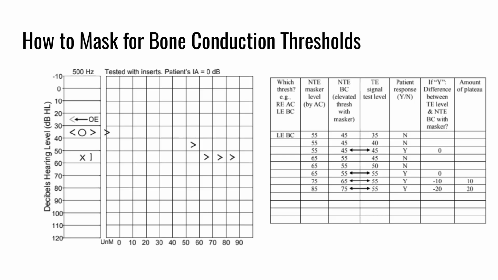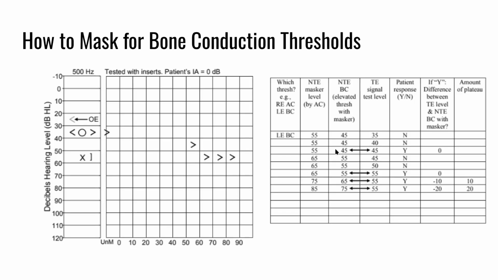Here's an example on masking for bone conduction where we know the patient's interaural attenuation is 0 dB. In this case, it's pretty reasonable to expect that the actual interaural attenuation is near 0 dB. In this case, we have our unmasked bone conduction threshold for the right ear at 25 dB, and we have our unmasked air conduction for the right ear at 35 dB, unmasked air conduction for the left ear at 55 dB. Again, we're masking for bone conduction for the left ear in this case. That's why we see these left ear bone conduction symbols on the graph.